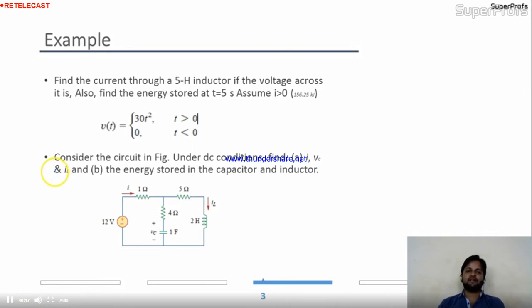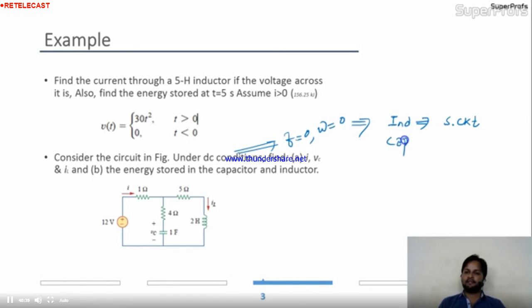Come to the second one. Consider the circuit in the figure under DC condition. What is meant by DC condition? DC condition means the frequency is 0, meaning omega is 0. For the DC, the inductor becomes a short circuit. The capacitor becomes an open circuit. Is it okay? This is nothing but the DC condition.